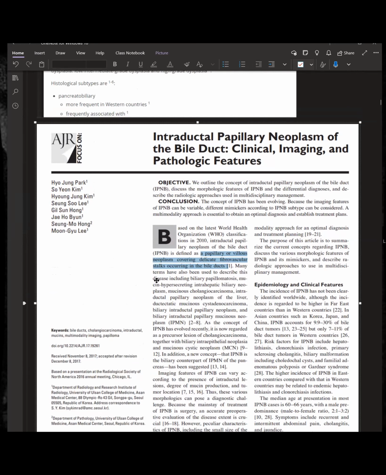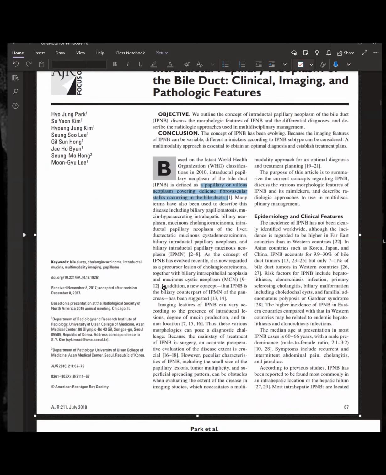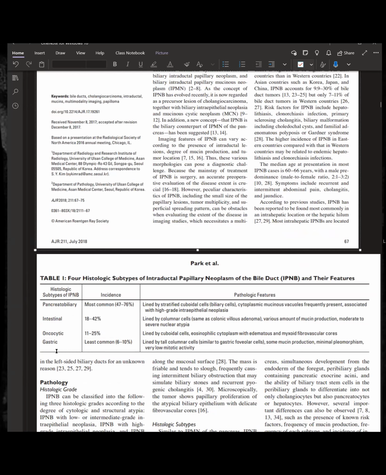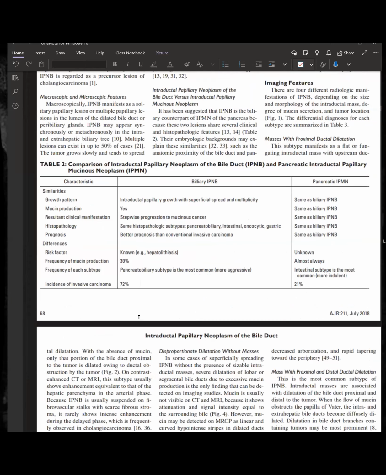Anyways, there's a great review paper of the IPNBs. I didn't realize there are 4 different histologic subtypes. The most common is the pancreatobiliary, but you can also get intestinal, gastric, and oncocytic, which is awesome. I don't think we can tell those things by imaging. And the analogy is to papillary IPMNs of the pancreas. So here are the similarities and differences.